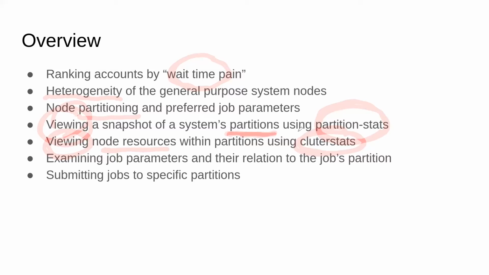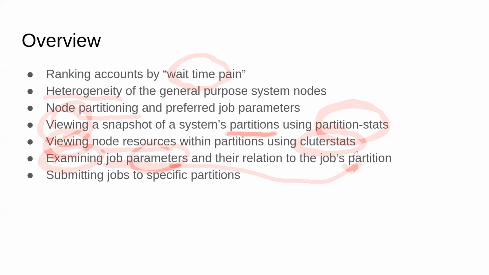Now, the next thing that we want to explore is the job parameters. Importantly, we want to know how these parameters relate to the partitions. What job parameters will impact the partition that a job will have access to? And then basically the partition determines how many resources that job has access to.